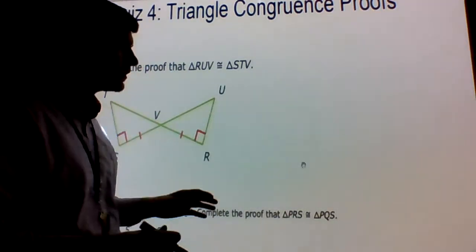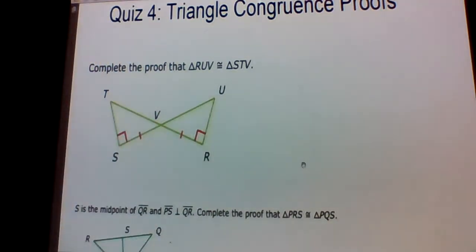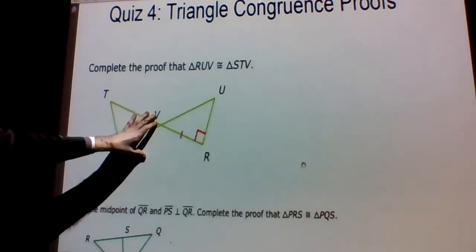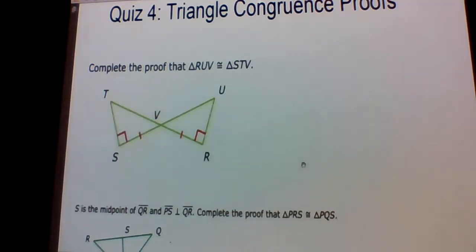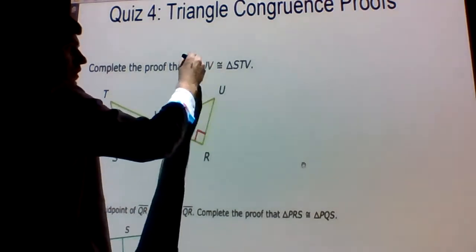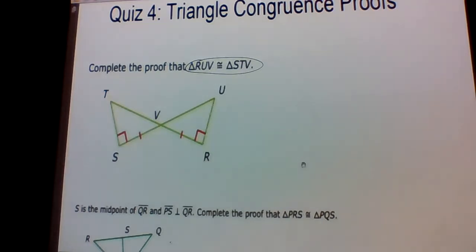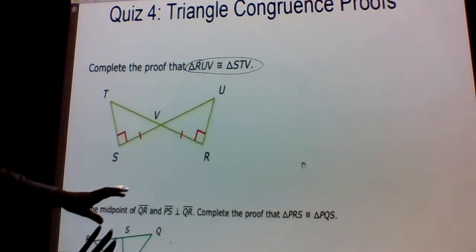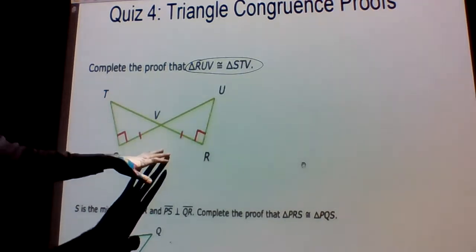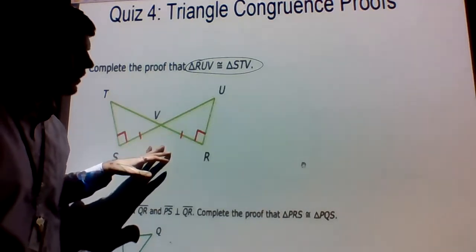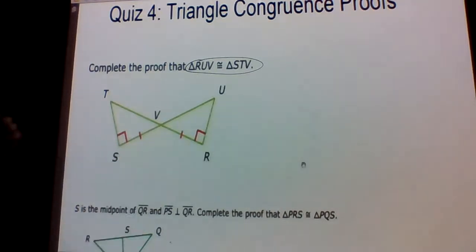Okay, so this is version 2 of the quiz. So first problem, right? We're trying to prove that triangle RUV and triangle STV are congruent. We're trying to show that they have the same dimensions, the same size and shape.